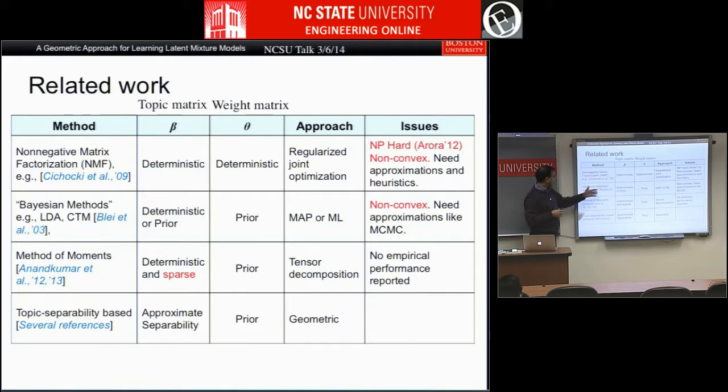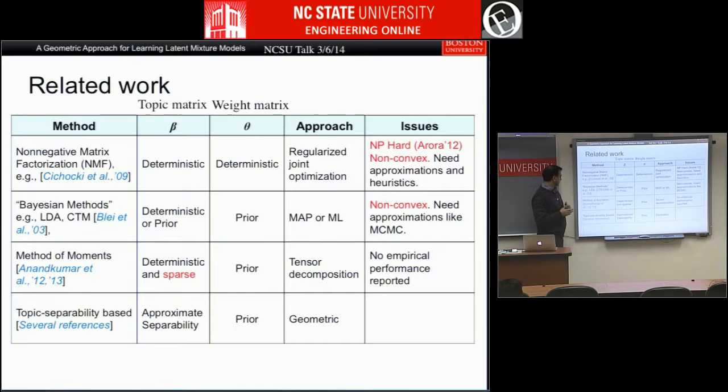Then Blei et al. in 2003 came up with their very interesting paper using Bayesian methods, where you had a prior distribution on beta and a prior distribution on theta. What does the distribution on theta look like? Think of it as a distribution over distributions, because theta itself is a probability distribution, so it's like a probability simplex. They used a maximum likelihood or a maximum a posteriori approach to figure out beta and theta. Again, this is highly non-convex, so they suggest all kinds of variational techniques to find gradients, and then they look at approximations like MCMC to figure these things out.